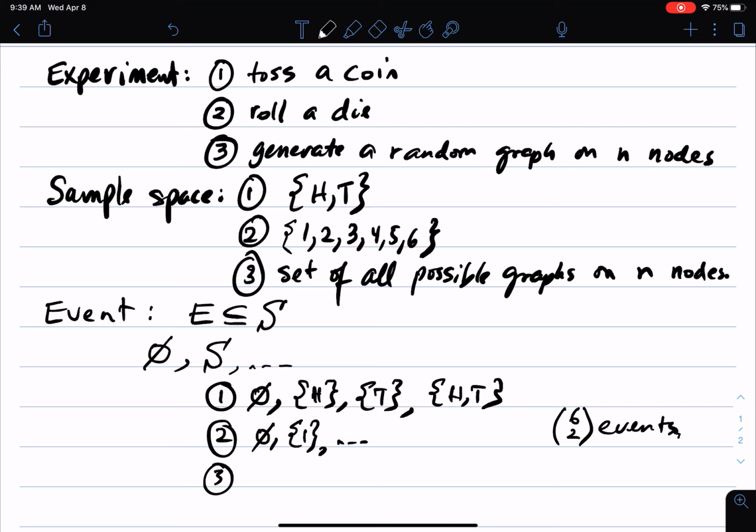For the third, the event can be the empty set, for example, or the graph that has no edges, or a graph that has 1 edge, and so on. I cannot list them either. What is the number of possible events? It's the number of subsets of the set of all graphs with n nodes, okay? And you can use counting to reason about this. So these 3 concepts are very, very important, and it's important that you know this terminology of an experiment, a sample space, and an event, because this is what we are going to be defining probability on, okay?